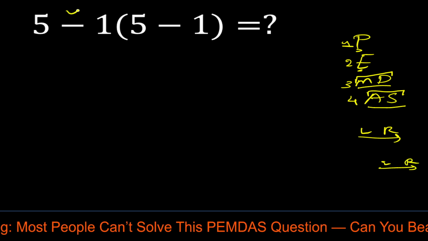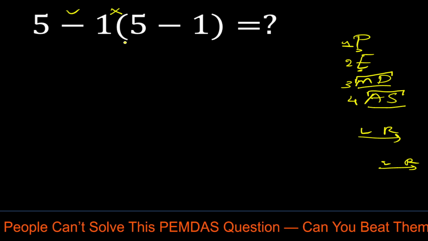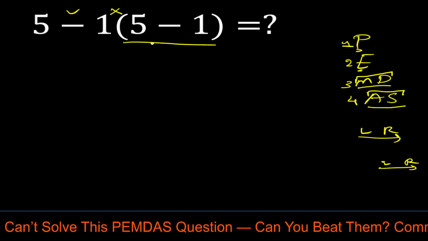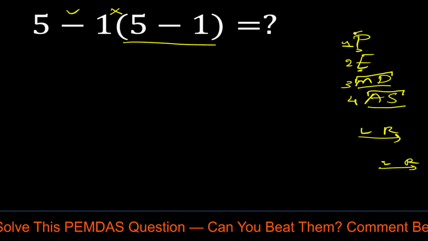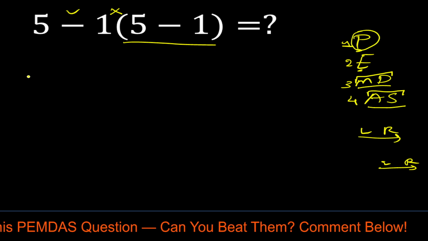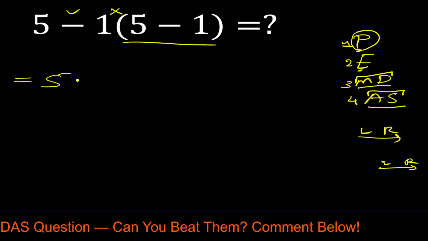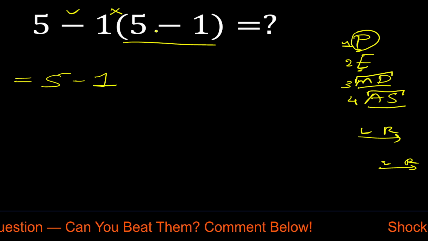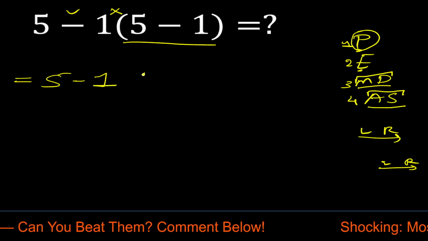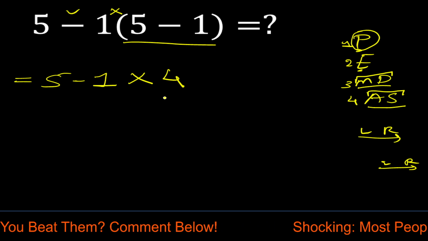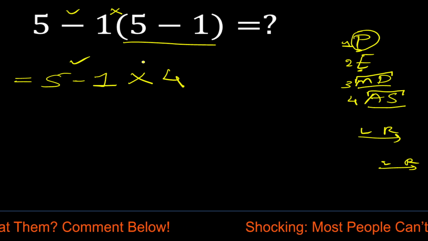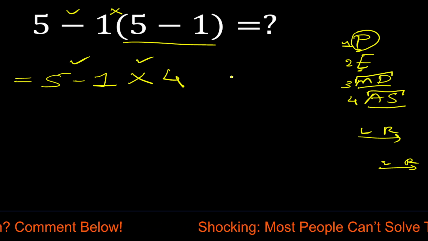So in this question, here we have subtraction, then multiplication, and here we have one parenthesis, right? So according to the PEMDAS rule, first we have to solve the parenthesis. So now 5 minus 1. Now solve this parenthesis, 5 minus 1 is equal to 4. So times 4. Now here we have subtraction and here multiplication.